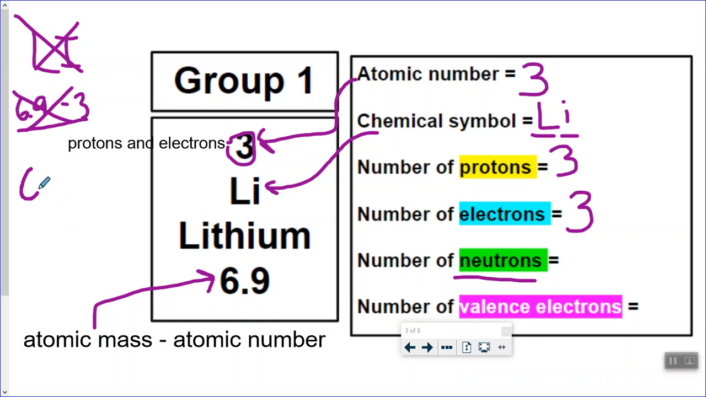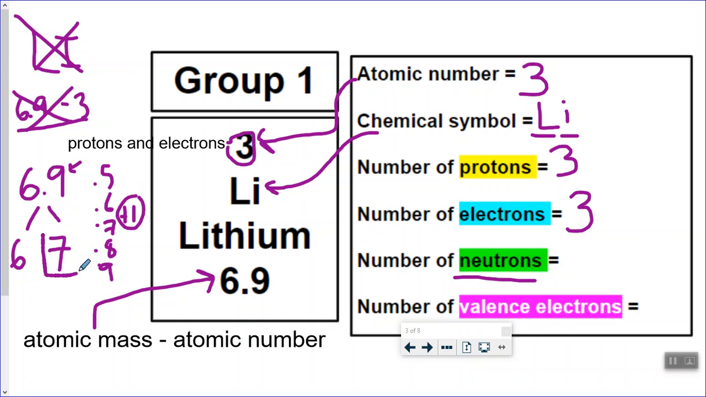You need to say what number is closer to 6.9. ¿Cuál número es más cercano a 6.9? 6 or 7? Look at this number. It's 0.9. If it's 0.5, 0.6, 0.7, 0.8, 0.9, you need to add one more. Tienes que añadir uno más si es 0.5 o más. So 6.9 becomes 7. The atomic mass is 7 minus the atomic number, which is 3. And that's going to give you 4 neutrons.